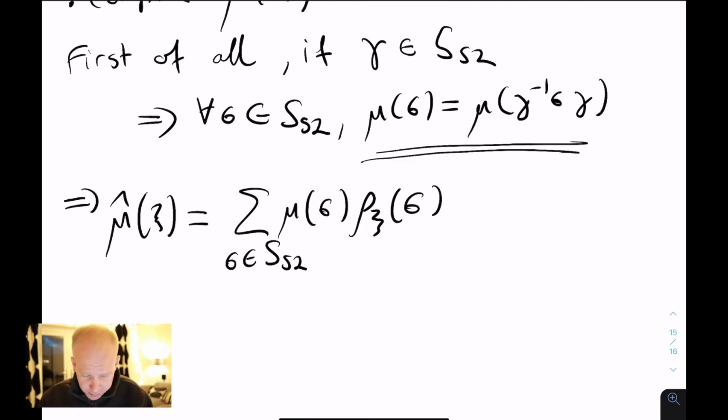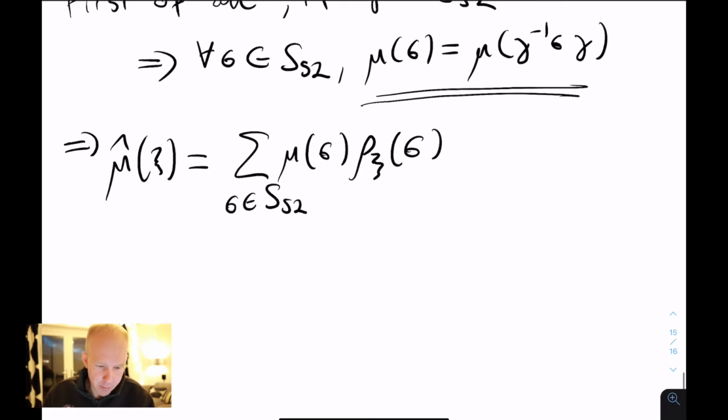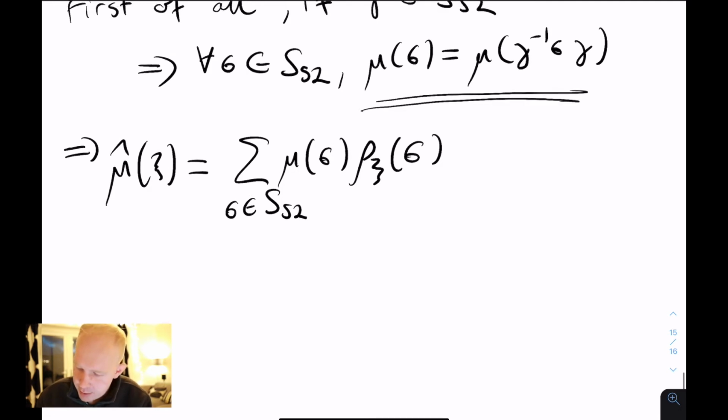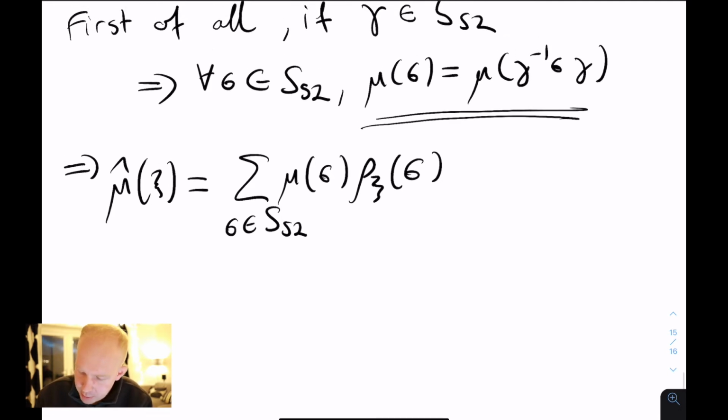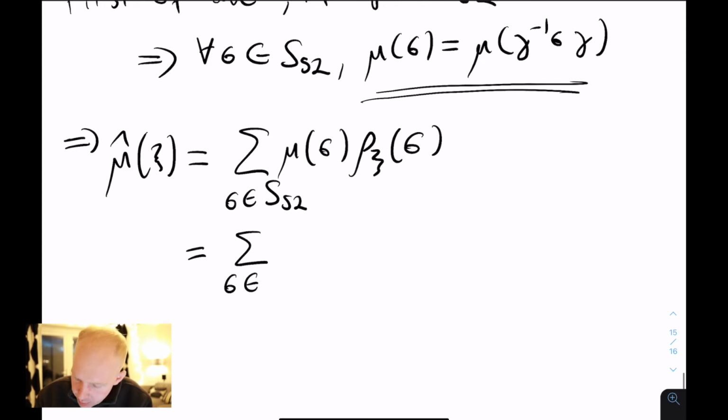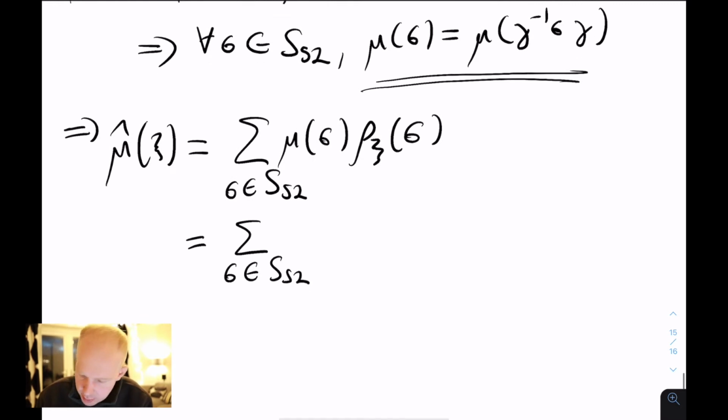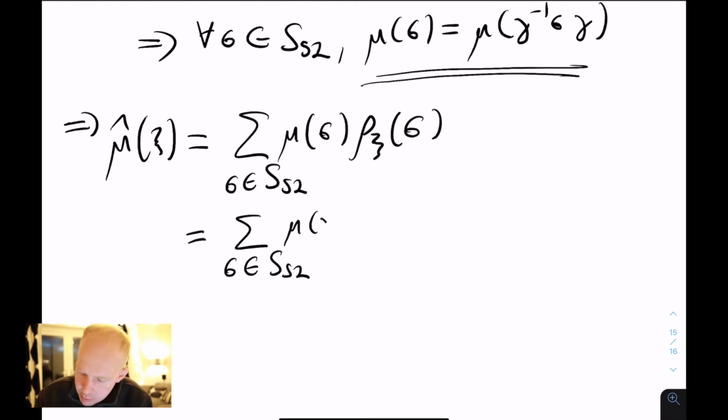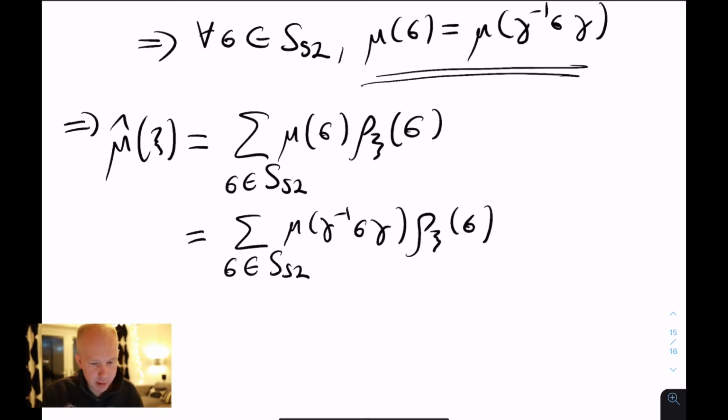Then once I open this up, I can put on both sides this expression, replacing this with that quantity. So we have the sum over sigma in S52, and then you have mu of gamma inverse sigma gamma, and then you have rho psi of sigma. Okay, so that's the expression we get in this way.